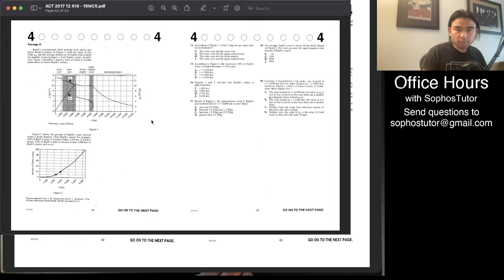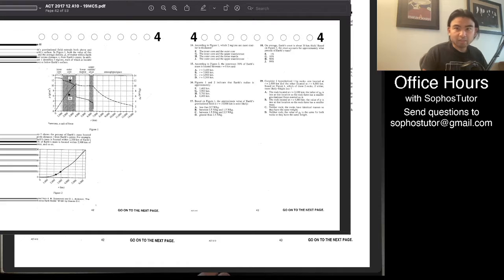because the science section tends to be one of the more misinterpreted sections on the ACT, because it's a very odd section. It's very different from any section that you're going to see in other tests. So I think it's important to know how to navigate a test like this.